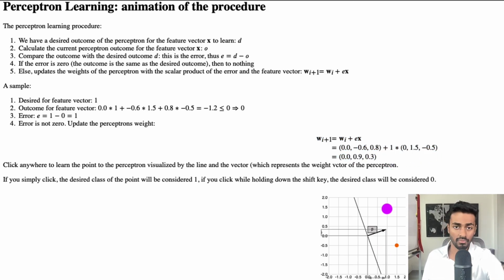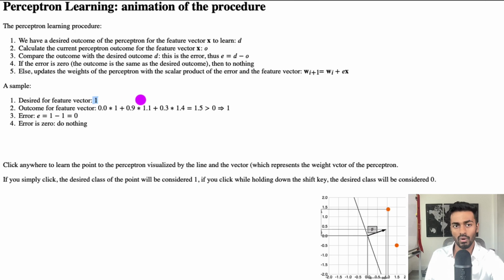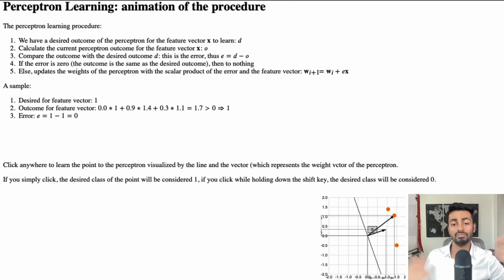If I put another point over here, you can see, is this wrong? It's going to compute that the actual is 1. The desired is 1, so there's no error, and because there's no error, we do nothing. We can do that for any number of points that we put here. There is no change in the weight vector, and so the linear decision boundary also does not change.